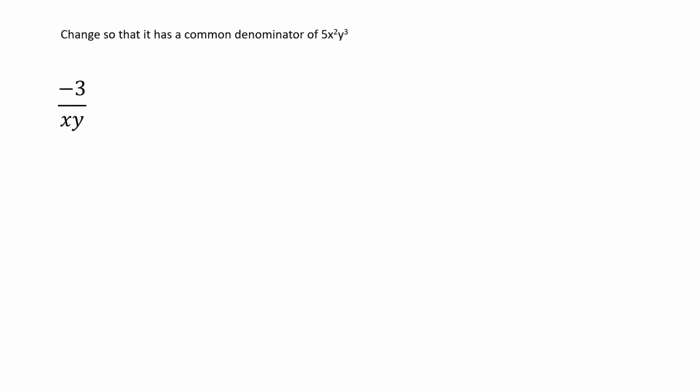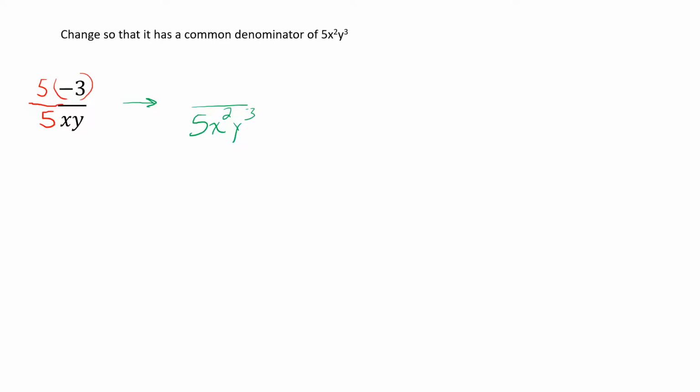So our goal is to take the negative 3 over xy. This is part D or E of that question. And we want to change the denominator so that it's 5x squared y cubed. So we compare our two denominators. We notice there's no 5 over here, so we're going to add a 5 on the bottom. But we also need to add a 5 on the top so that we're not changing the question.